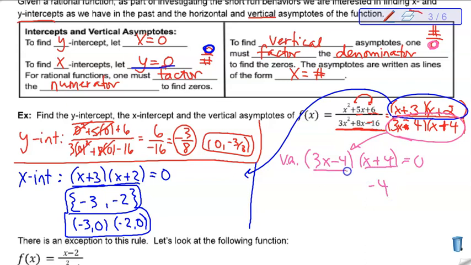This one, if you remember our trick when we were factoring, we had to take the opposite of what our eyes were looking at over the number out front. So the opposite of negative 4 is 4, over 3 gives me 4/3. Now, these are asymptotes, so they have an equation: x equals 4/3, and x equals negative 4 as our final answer.